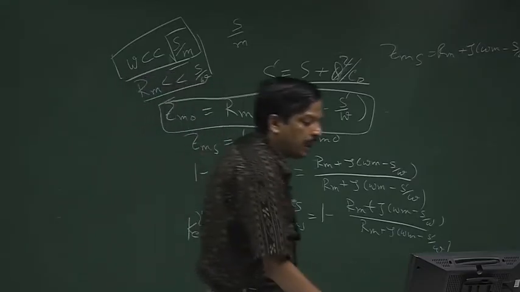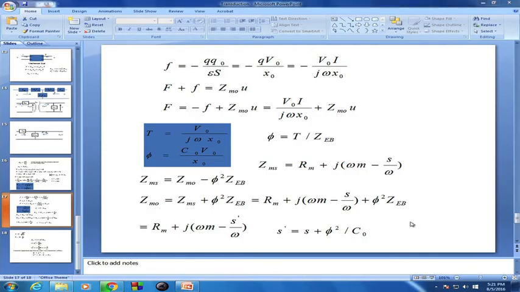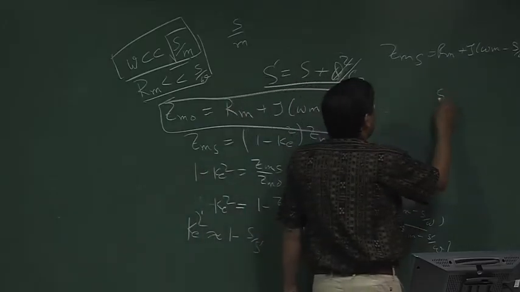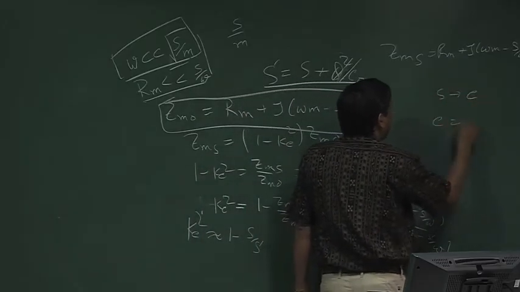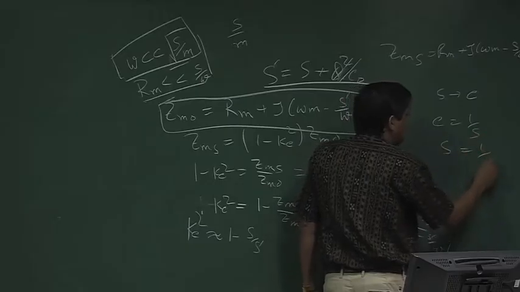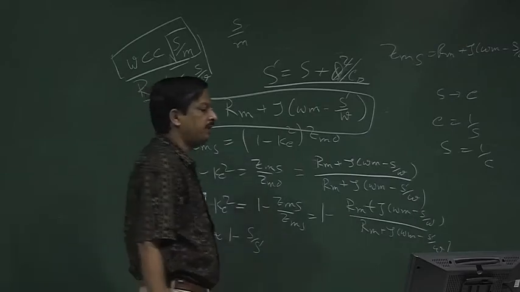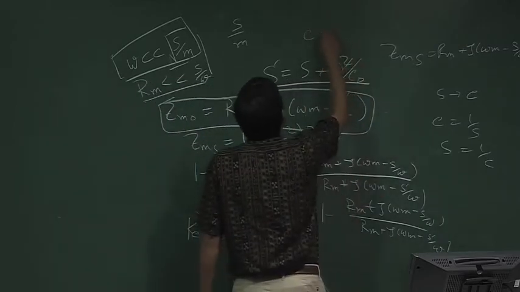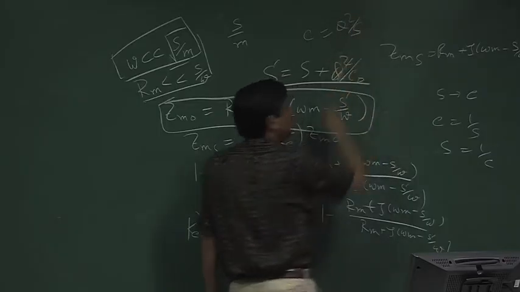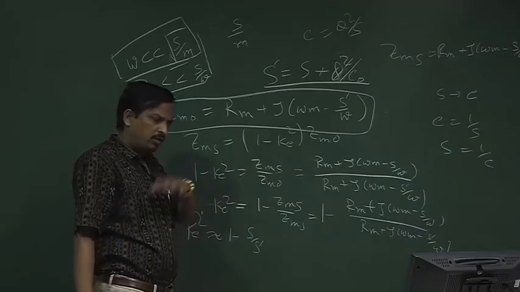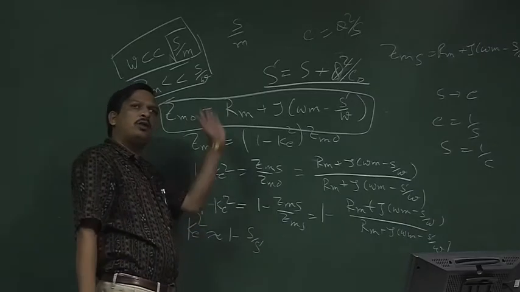So, the electrical capacitance is equivalent to the short circuit mechanical stiffness. We have studied that S and C have a relationship: C is equal to 1 by S, or S is equal to 1 by C. So, I can say C is nothing but phi square by S. Phi square is the transformation coefficient, to convert to the electrical side.